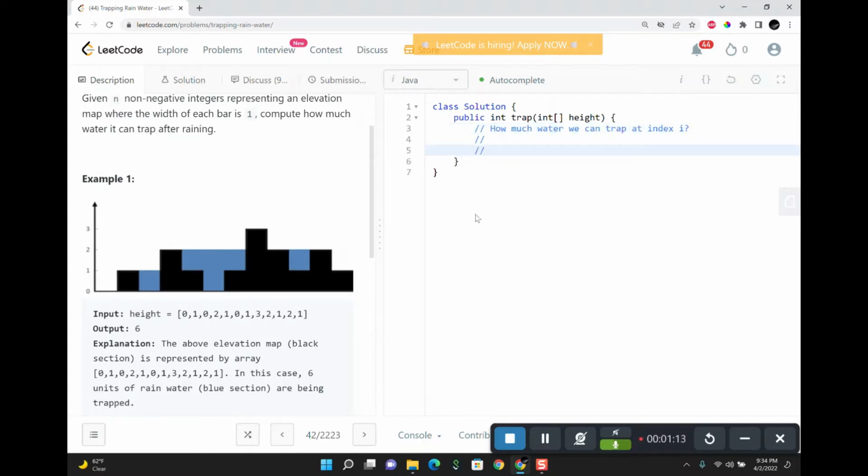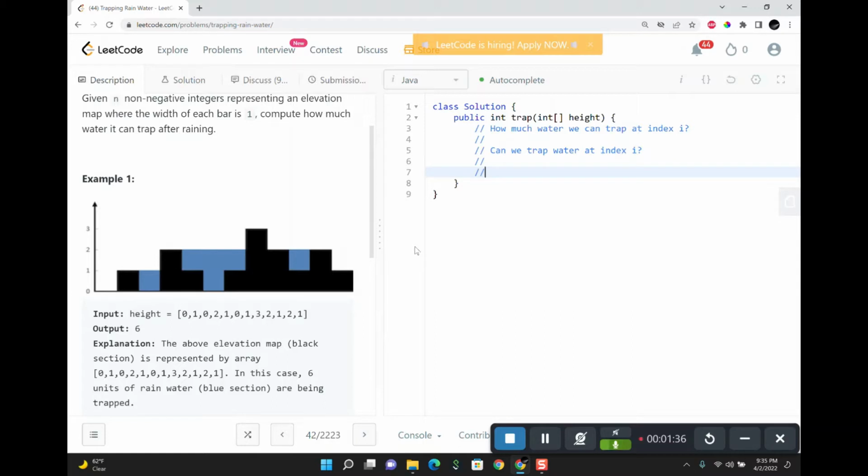Now the first thing that we need to answer though is, can we even trap water at index I? Because there are going to be indexes within our system in which we cannot trap water. We can't trap water at I equals 0. We can't trap water at I equals 1. We can't trap water at our last index. So can we trap water at index I? That's the first question that we need to answer.